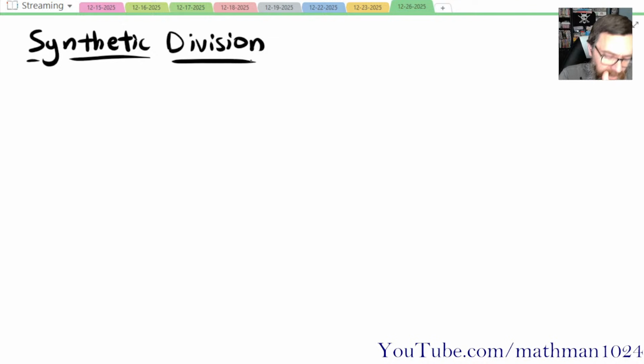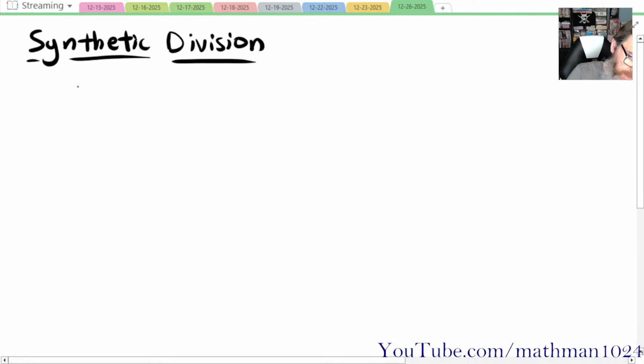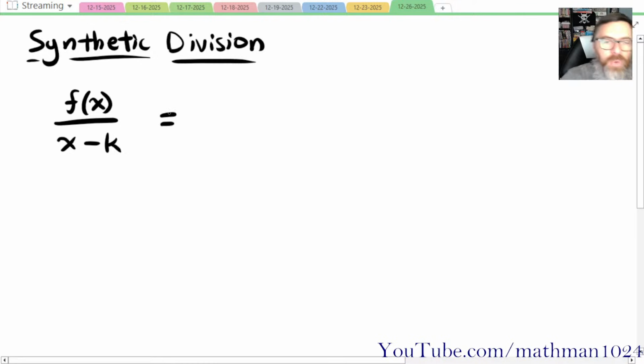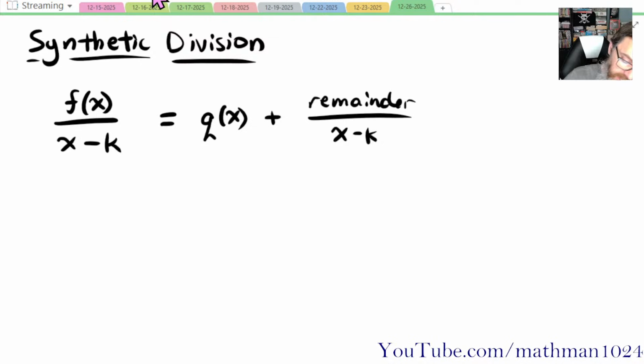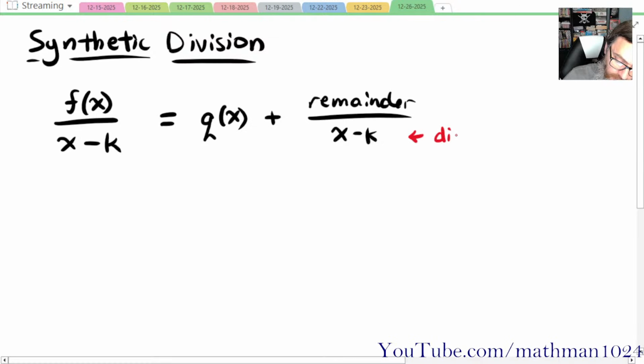But what we're going to be looking at here is when we're taking something that is essentially f of x and dividing it by something of the form x minus k. And then what do we get out of that? So we end up with a quotient plus a remainder over x minus k, which is the divisor. Okay, so let's make sure we remember these keywords. So this is the divisor, and this guy right here is the quotient.